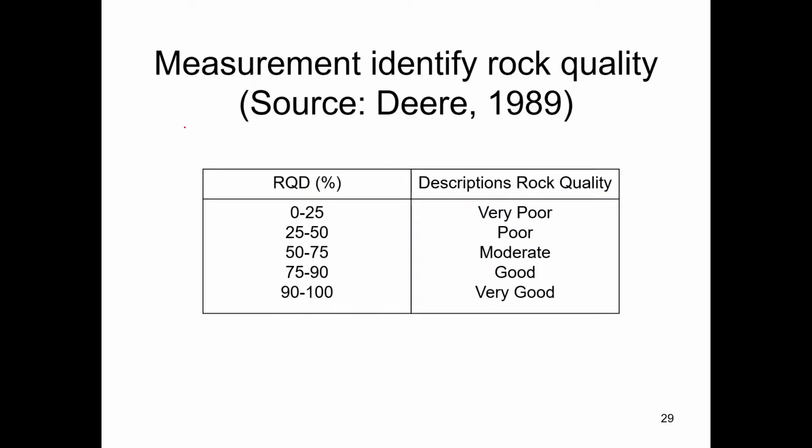This is an example of how you describe the rock quality based on rock quality designation. If you get less than 25, it's very poor. 25 to 50 is poor. Moderate is 50 to 75. Very good is more than 90%.